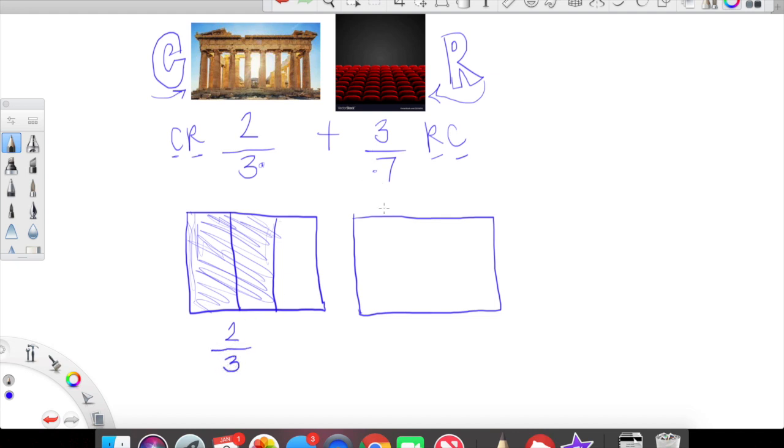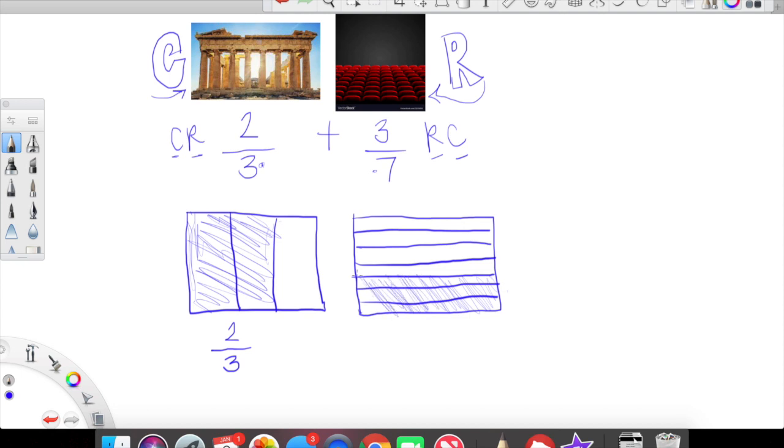Great, and now we have 3/7. So we're looking for rows in our second fraction. So I need to do my very best in, oh gosh, I'm afraid I've made them too thick. 1, 2, 3, 4, 5. Ooh, I think I've done an okay job. I have 1, 2, 3, 4, 5, 6, 7. Beautiful. Okay. So I have 7 rows, and I'm going to shade in 3 of those rows.